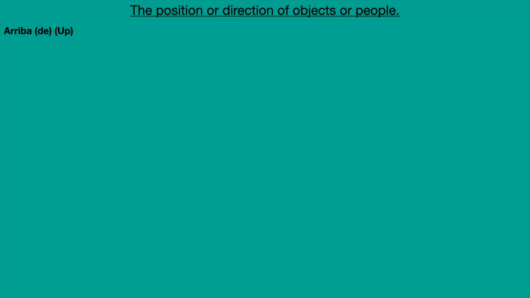So arriba means up, but up for something that is on the top of something. El libro está arriba de la mesa. So the book is on top of the table. So that is when you use arriba, and it is always going to be followed by a de. Okay, de. El libro está arriba de la mesa.